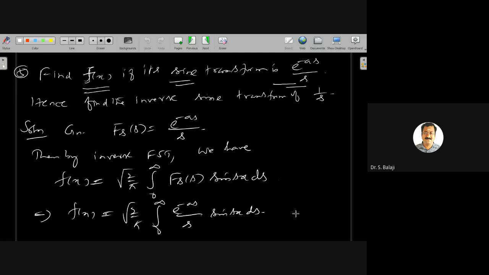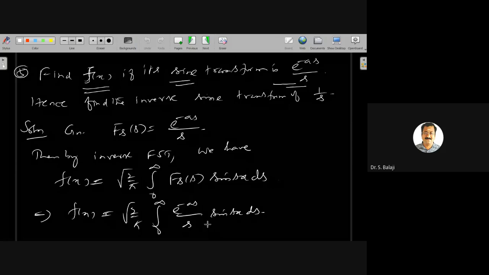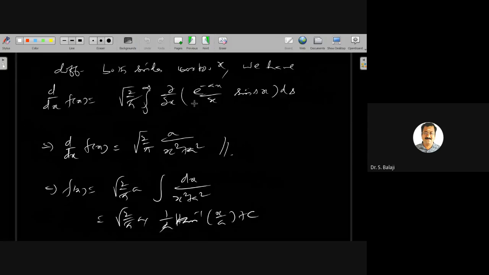Differentiate with respect to x on both sides. S is here, therefore we cannot easily solve. Therefore, we have to differentiate with respect to x. The result is a function of x here. Therefore, differentiate both sides with respect to x. D by dx f of x equals inside the integration, it will move like a partial derivative dou by dou x.